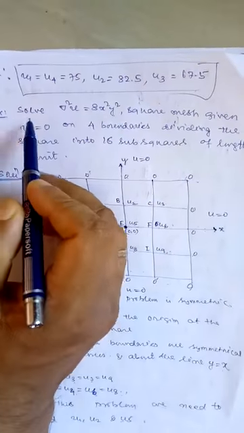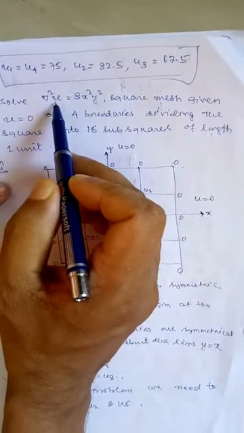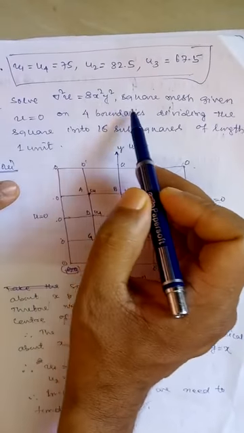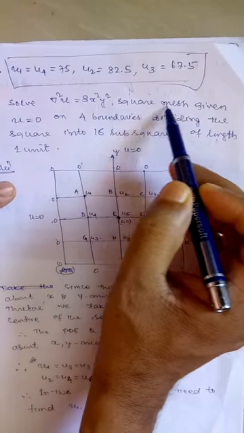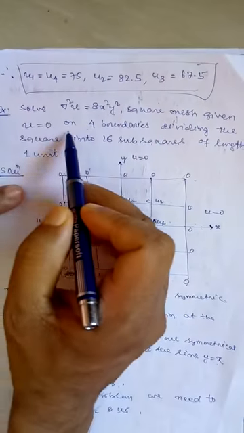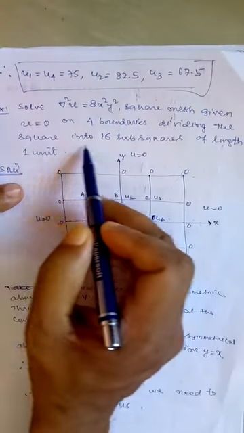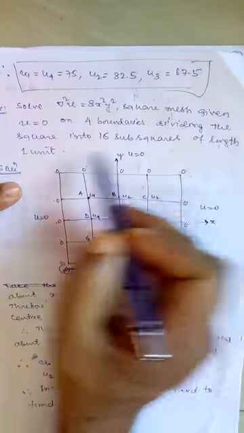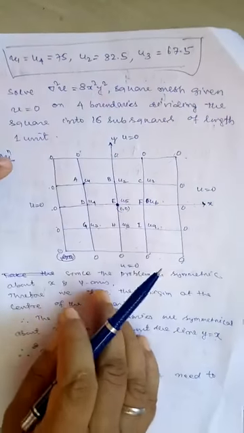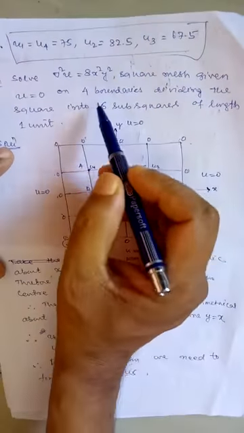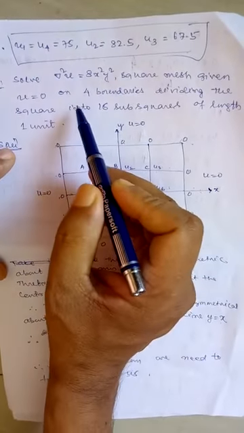Let us consider another example. Solve del square u equal to 8 x square y square, mesh given u equal to 0 on 4 boundaries, dividing the square into 16 subsquares of length 1 unit. So here you will have the value of x and y.